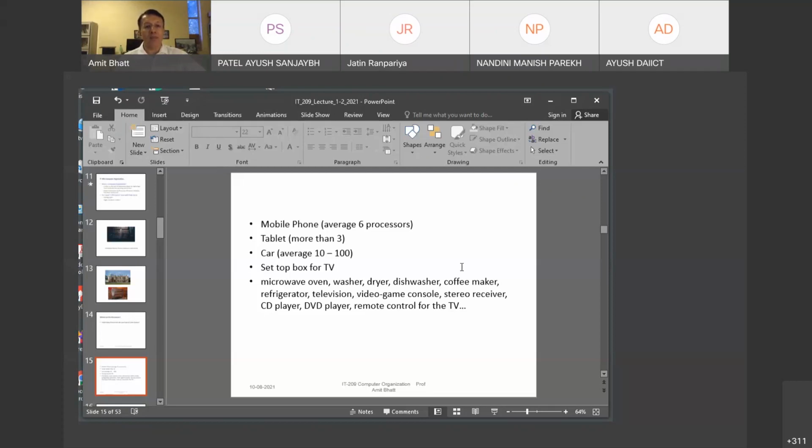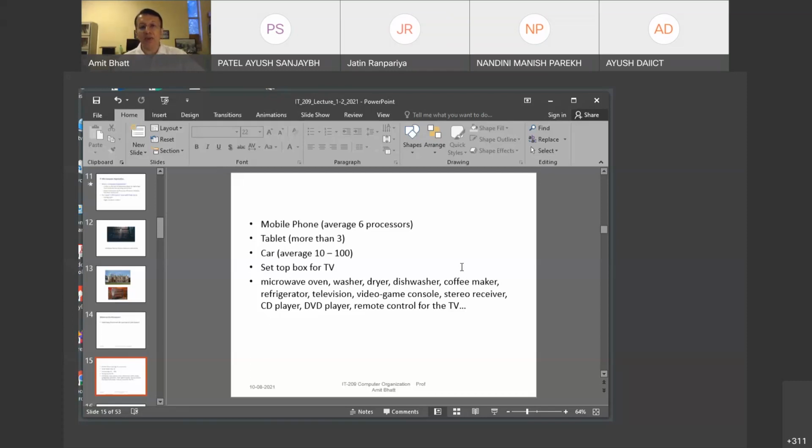Now then, of course, there are processors in the set-top box for TV, and then there is the microwave oven, washer and dryer, dishwasher, coffee maker. I mean, you name it. In fact, you will be very hard pressed to find an electronic device which does not have some kind of processor in it. Now, a processor is not always like what you have in your mobile phone or your laptop.